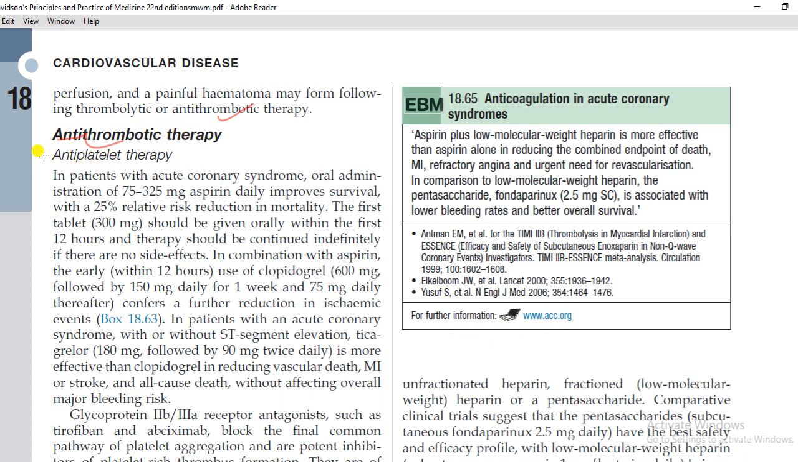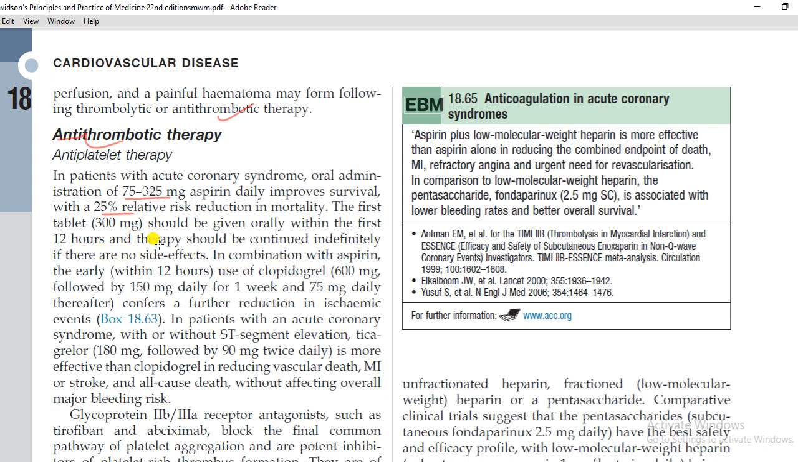At first, antiplatelet therapy should be given in patients with acute coronary syndrome. Oral administration of 75 to 325 mg aspirin daily improves survival, with a 25% relative risk reduction in mortality. The first tablet, 300 mg, should be given orally within the first 12 hours, and therapy should be continued indefinitely if there are no side effects.